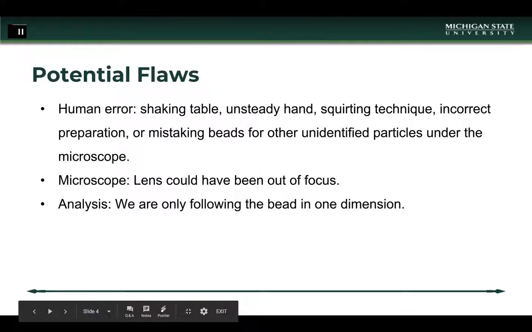Our experiment consisted of 7 steps. In step number 3, we made sure to avoid forcefully squirting the solution in order to avoid human error, which would result in the motion being a direct result of the squirting, not diffusion.